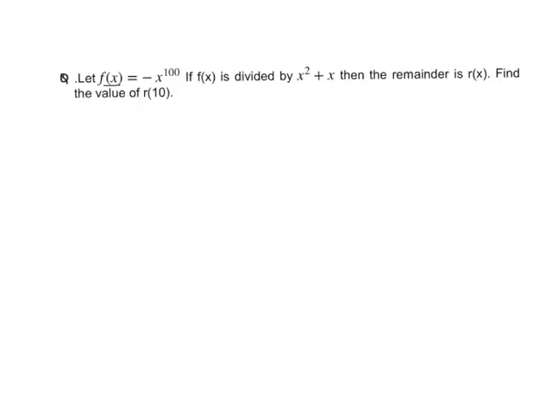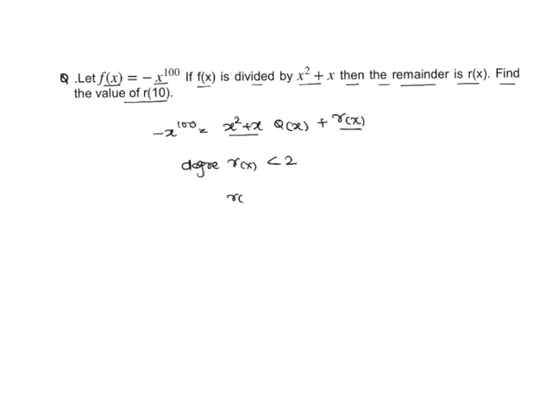Next problem is: let f(x) equals minus x power 100. If f(x) is divided by x square plus x, then the remainder is r(x). Find the value of r(10). So minus x power 100, you can write as what? Divided by x square plus x, you will get q(x) plus some r(x). Now you are dividing with x square plus x, so the degree of r(x) should be less than 2, it should be 1 only. So r(x) must be in terms of a linear equation, ax plus b. So minus x power 100 equals x square plus x into q(x) plus ax plus b.